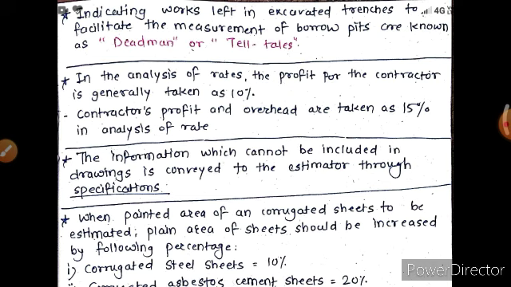The indicating work left in the excavated trenches to facilitate the measurement of borrow pit are known as dead man or telltales.